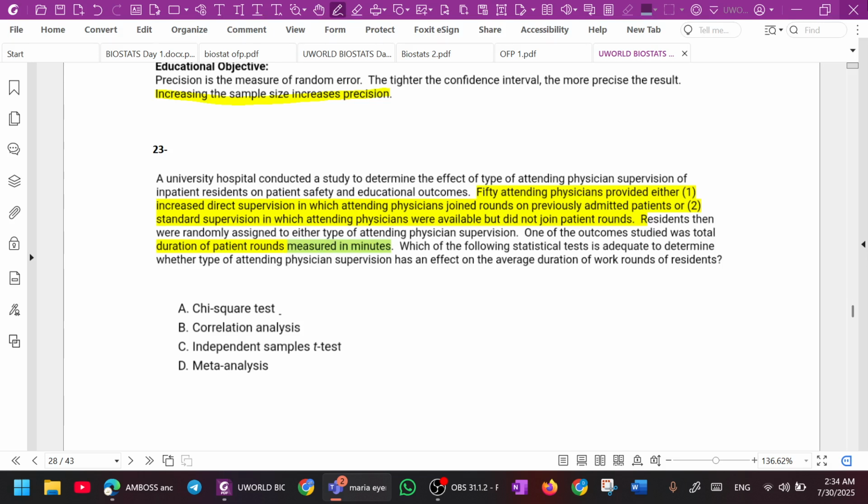Yes. Okay, so we are left with correlation analysis and independent t-test. Usually in correlation analysis, we have two.